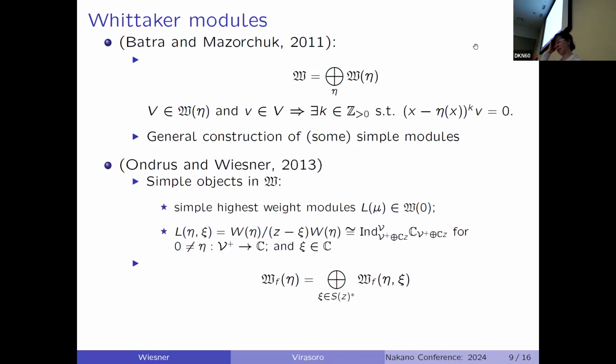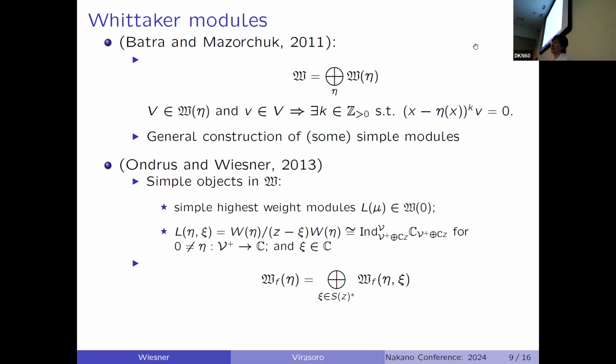Matt Anders and I looked at this for the Virasoro algebra in particular, and we basically showed that the modules constructed by Batra and Mazurchuk do give you all of the simple modules, although we had a more concrete description of what they look like. So the zero block for W is going to include highest weight modules in category O in general, and in that case, it turns out that the simple objects are just the simple highest weight modules. And then for non-zero eta, we can get simple modules by taking a quotient of the standard Whittaker module, where you let Z act by a scalar.